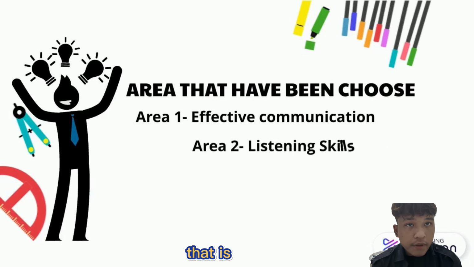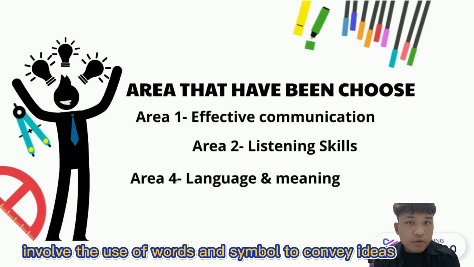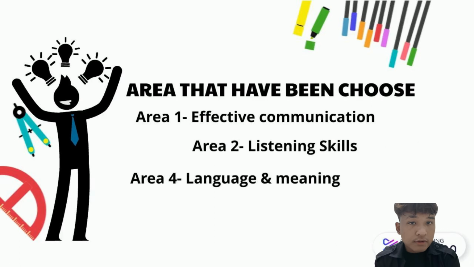And now I will continue the presentation with my part, that is the area that has been selected for this assignment. For area number 4, language and meaning involve the use of words and symbols to convey ideas, thought and emotion. Verbal communication is the use of spoken or written language to express oneself and is an essential form of communication. Effective verbal communication requires considering factors such as tone, body language, active listening, clarifying questions, and feedback.